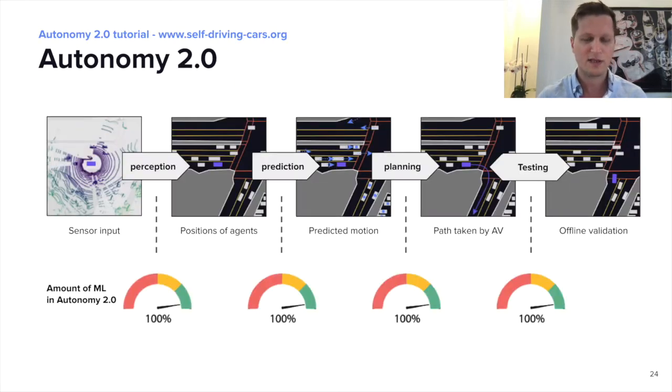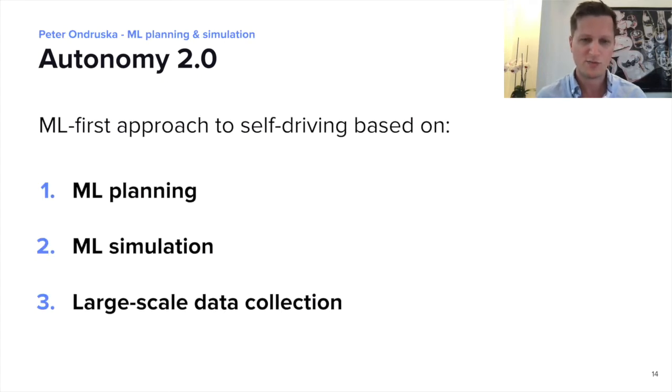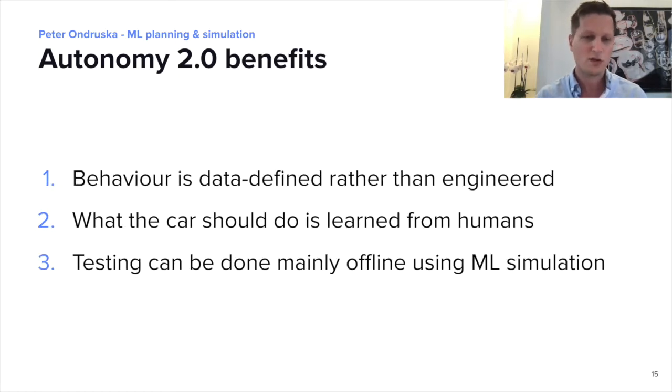On the other hand, Autonomy 2.0 is a machine learning first approach to self-driving that is trying to solve all pieces using machine learning, which is mostly in the space of solving planning and simulation using machine learning techniques. And finally, to power all these algorithms, we need a lot of data. So how do we get all this data? We're talking about that in a bit as well. But it has a number of benefits. Instead of handcrafting the behavior of what the car should do, this behavior is learned from human demonstrations, which is a much more scalable approach. And testing can then be mainly offline using machine learning simulation.